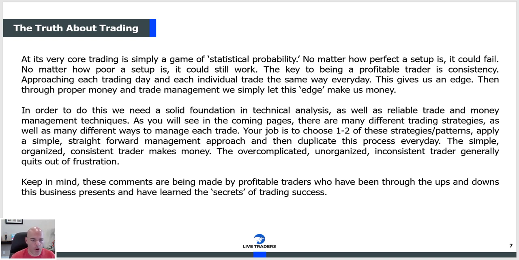For example, August this year so far has been a challenging month. I'm down for the month of August. That's okay. Right? It's just a game of statistical probability. And every year out of 12 months of trading, I'm down 1 or 2 months every year. I try to keep that small so it's only maybe 1 or 2 or 3 R. But the point is that's just the nature of it, right?